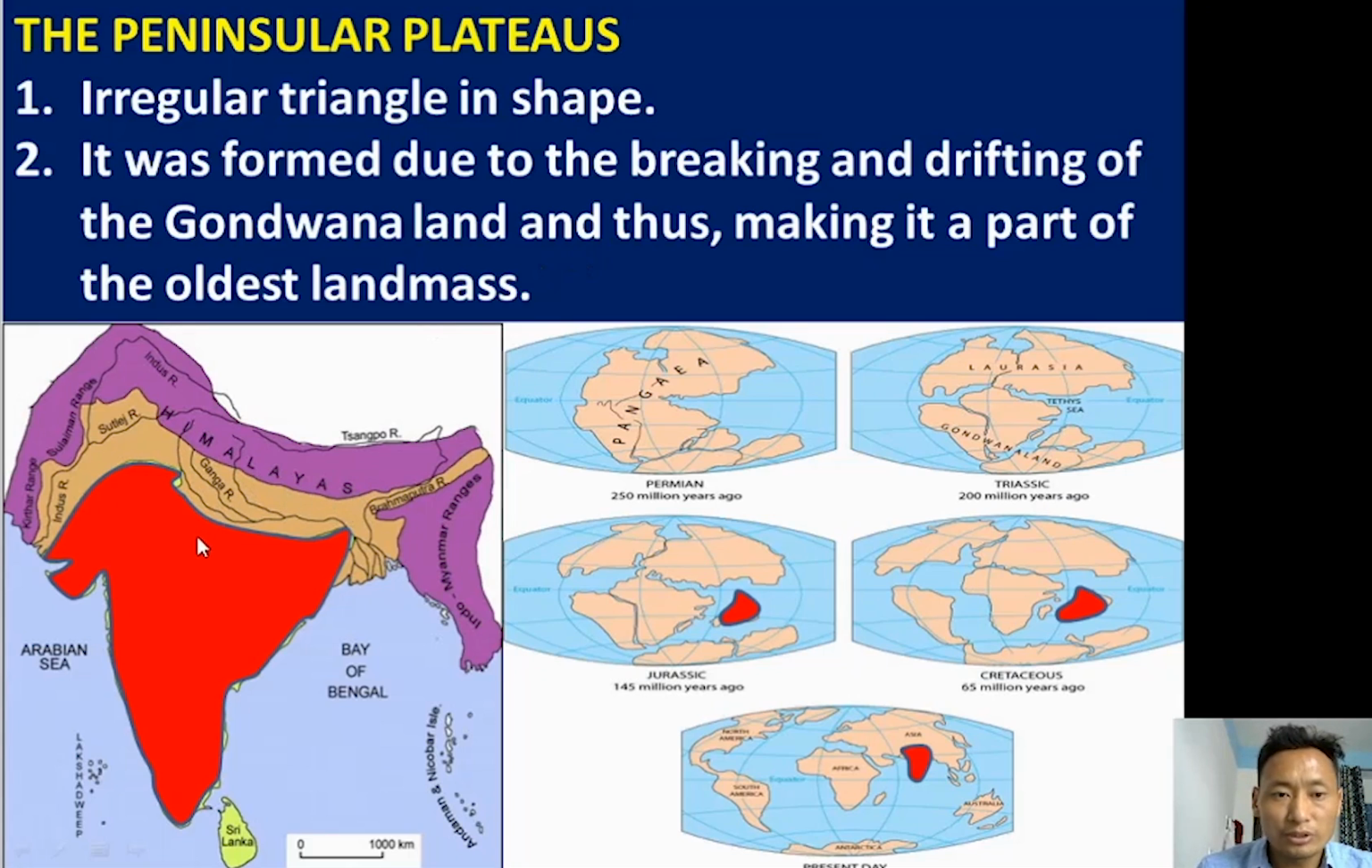If we compare with the other physical features of India, this peninsular plateau is much older. Why? The Himalayan mountains and the Great Northern Plains were all formed after the collision of the Indian plate and the Eurasian plate. That shows this peninsular plateau of India is much older than other physical features or other physiographic divisions of India.